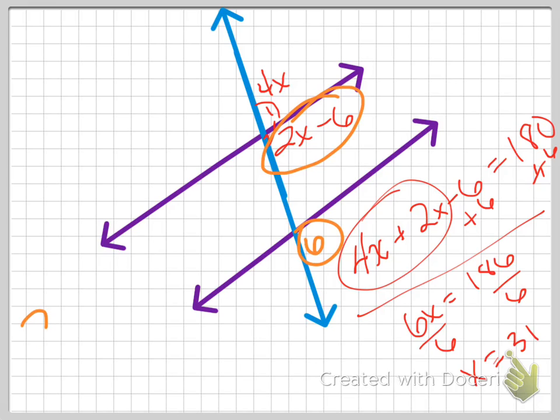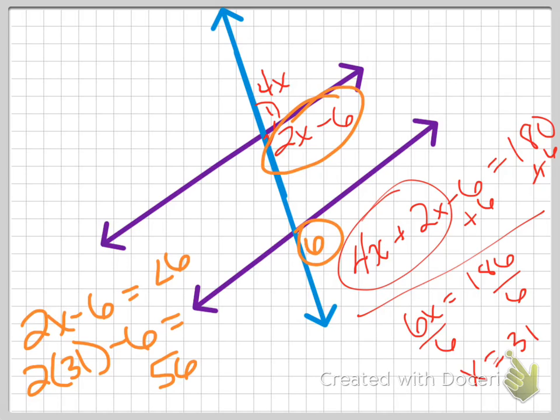So you would actually have had 2x minus 6 is equal to angle 6, and you would have to replace the x with 31. So it would be 2 times 31 minus 6 to figure out what angle 6 is equal to, which is equal to 56. So the measure of angle 6 is equal to 56, and that's what you would type on A+.